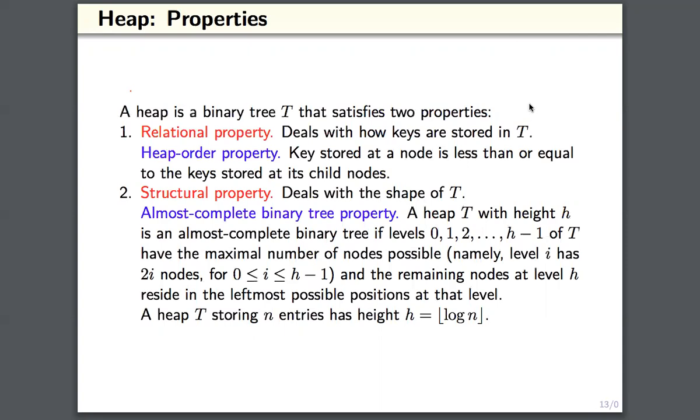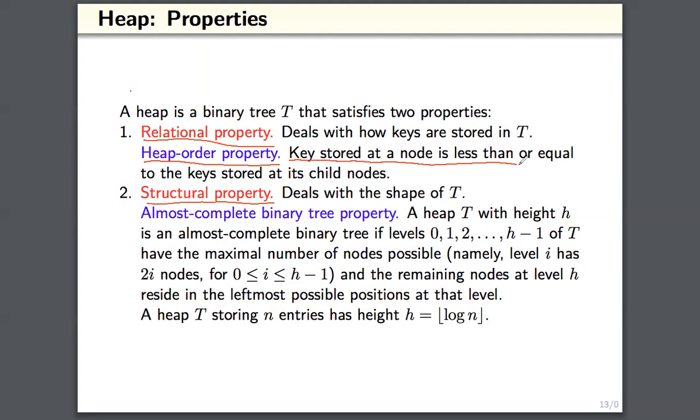So heap is a binary tree, and a binary tree is a nonlinear data structure, hence heap is a nonlinear data structure. Okay, so it has to satisfy two properties, relational property and structural property. In the relational property, we call it the heap order property.